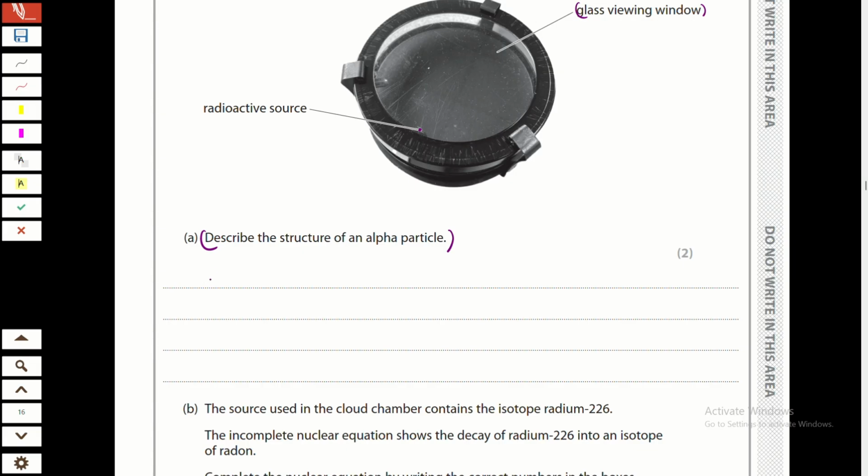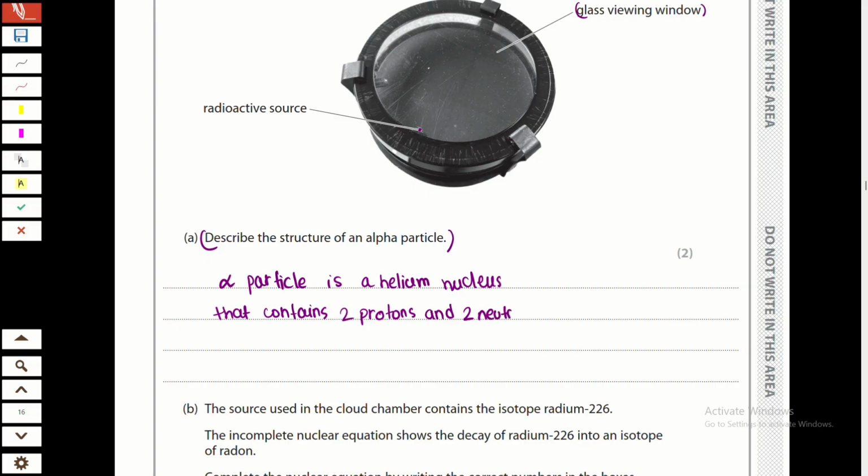An alpha particle is a helium nucleus that contains 2 protons and 2 neutrons. So we will be writing: alpha particle is a helium nucleus that contains 2 protons and 2 neutrons.